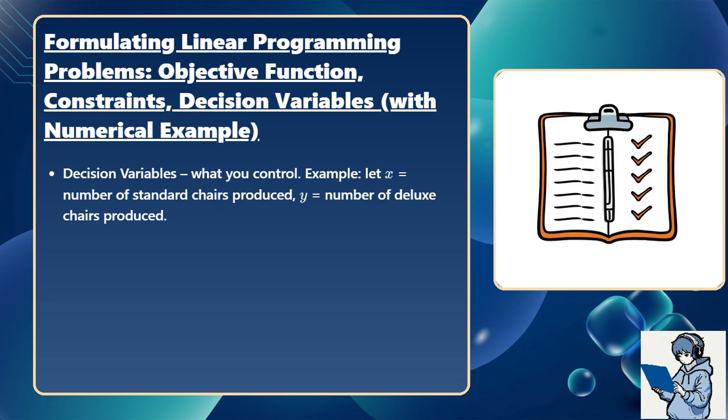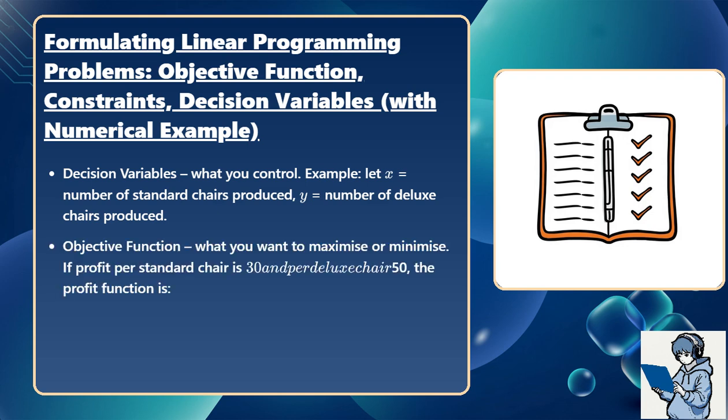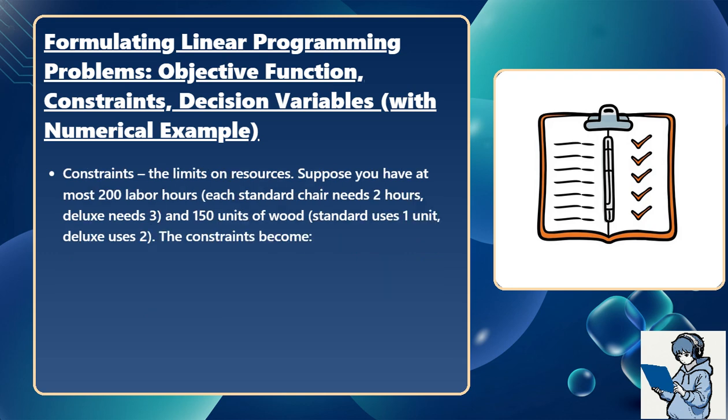Decision variables: what you control. Example, let X equal number of standard chairs produced, Y equal number of deluxe chairs produced. Objective function: what you want to maximize or minimize. If profit per standard chair is $30 and per deluxe chair is $50, the profit function is maximize Z equals 30X plus 50Y.